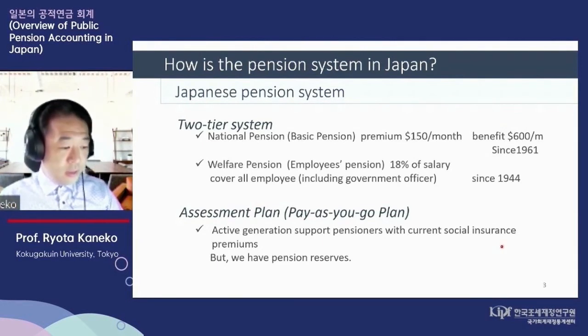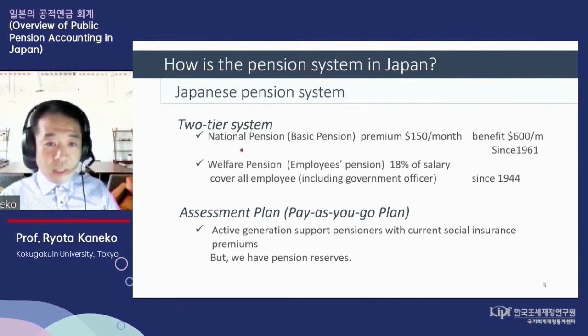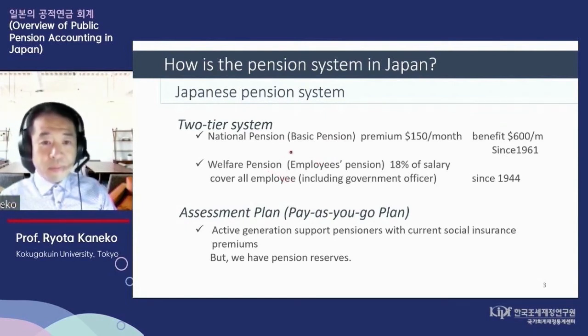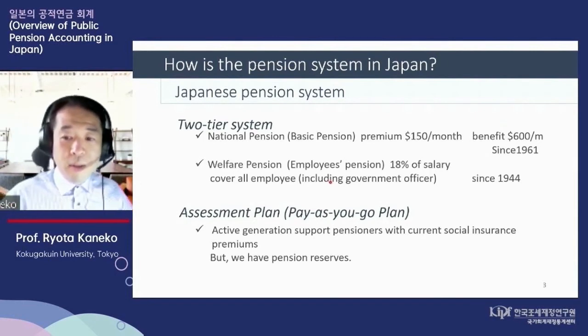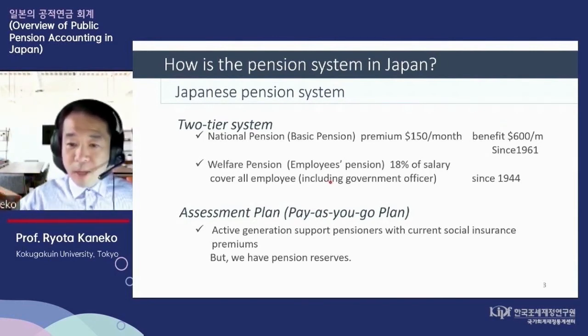We have two major characteristics in our Japanese pension system. One is the two-tier system, the other is the assessment plan. In the two-tier system, we have the basic pension, and in addition to the basic pension, we have the employees' pension. The national pension covers all citizens, and the welfare pension covers all employees, including government officers. We used to have government officers' pension plans, but these were unified into one system in 2015.